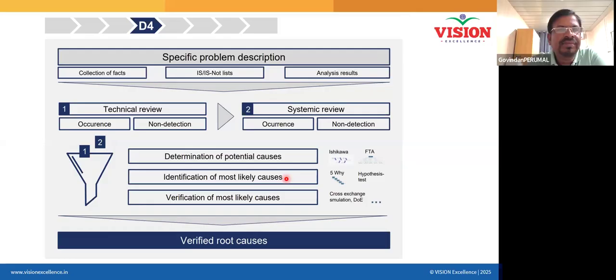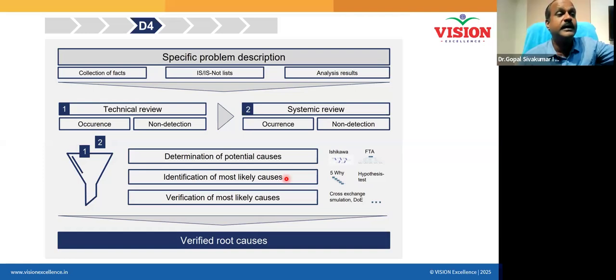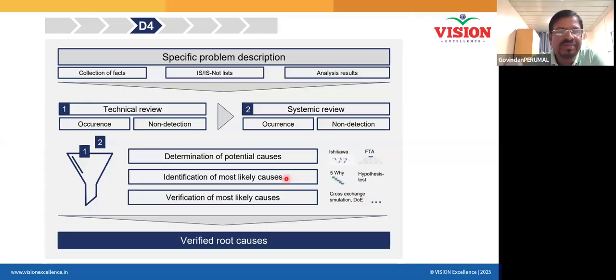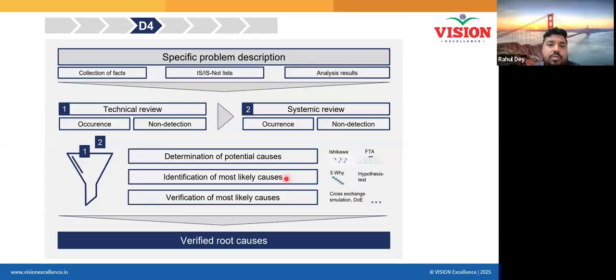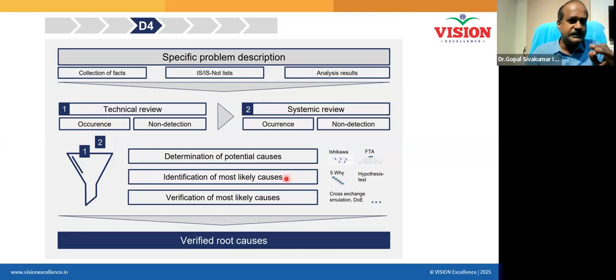Yes. And whichever factor has a bigger rating should be separated from the whole list, and now they should be given a new name. What is the new name? Most likely causes. Most likely causes. Do you understand the procedure I suggested?